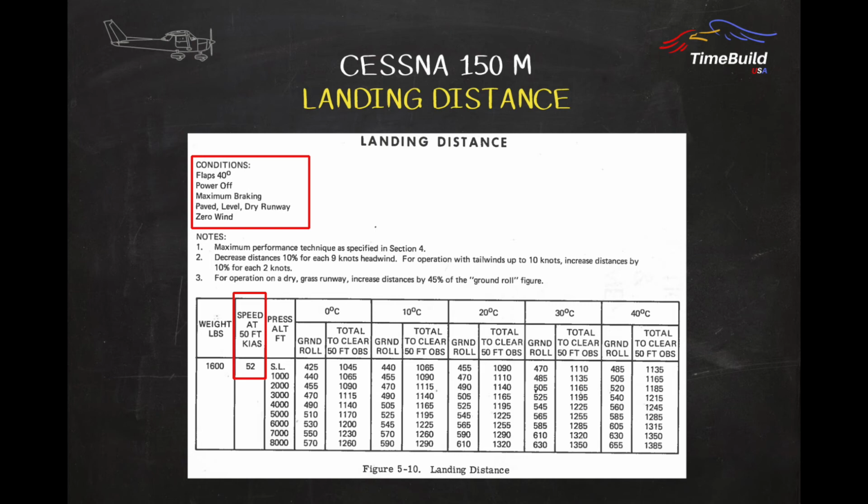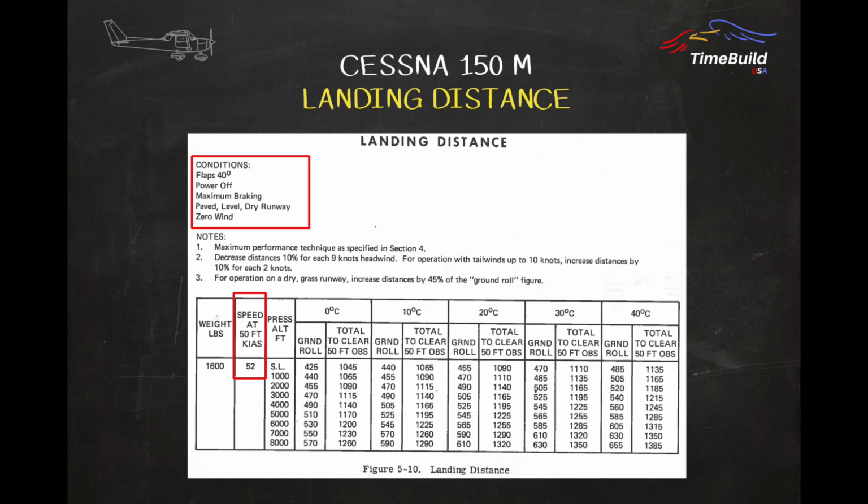Every good approach and landing begins with proper planning. Like most aircraft, the Cessna 150 contains a landing distance chart shown here. There are many factors that are included, but there are many that are not. Let's take a minute and review the notes and conditions in the chart.